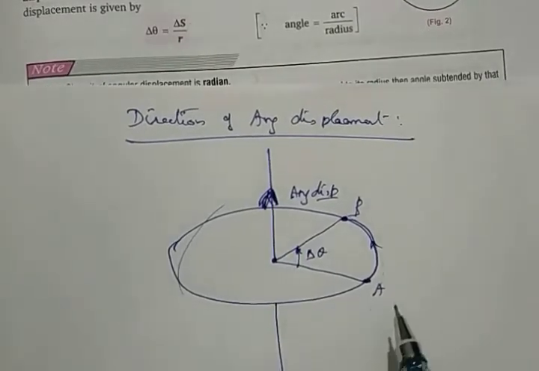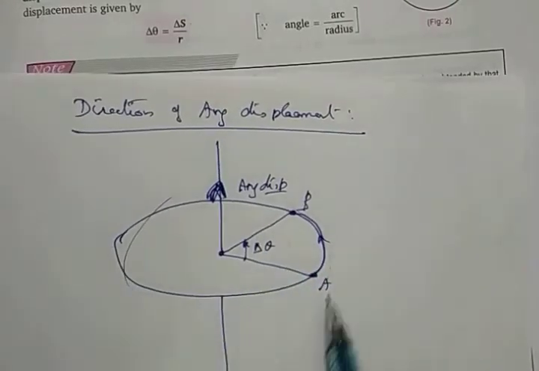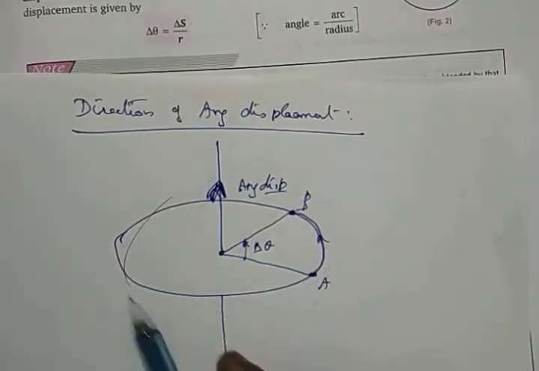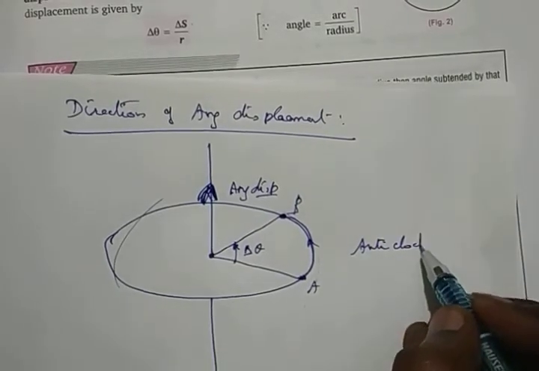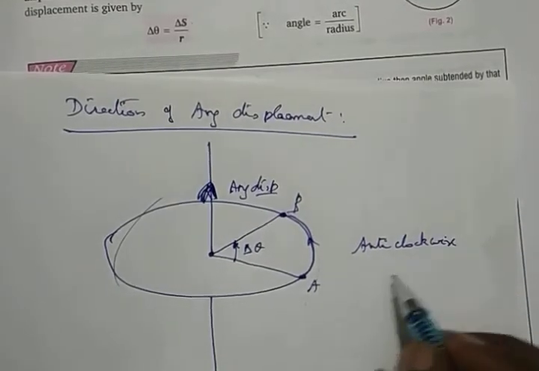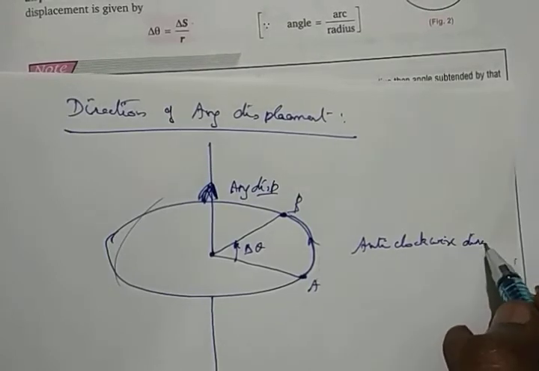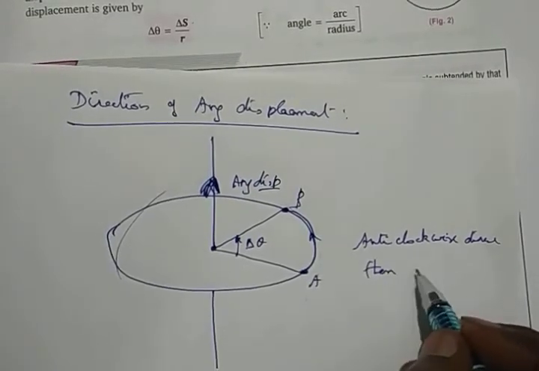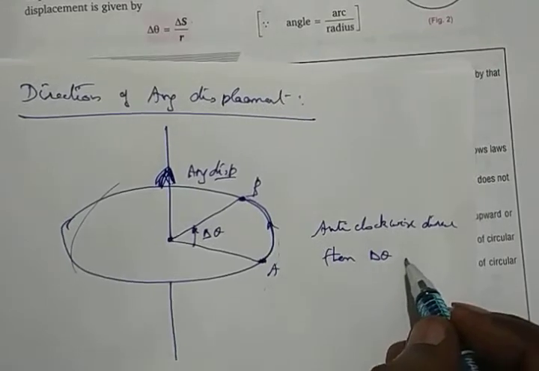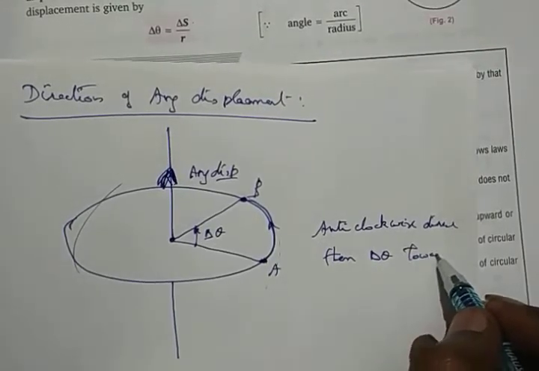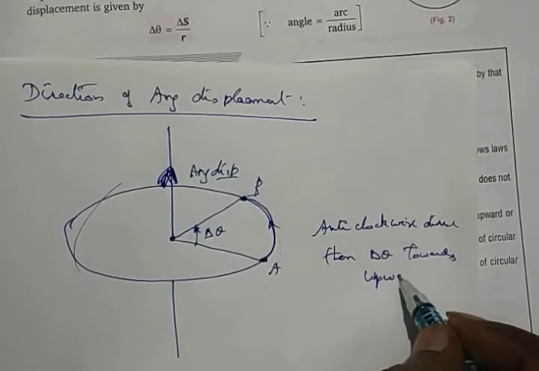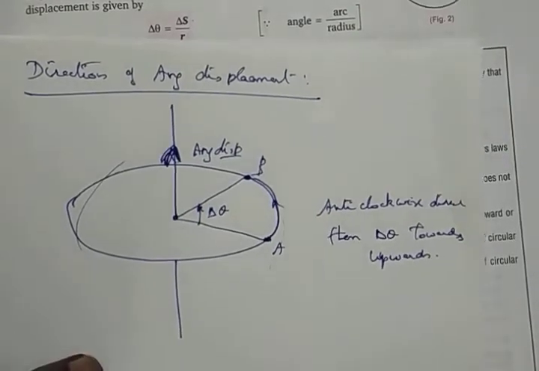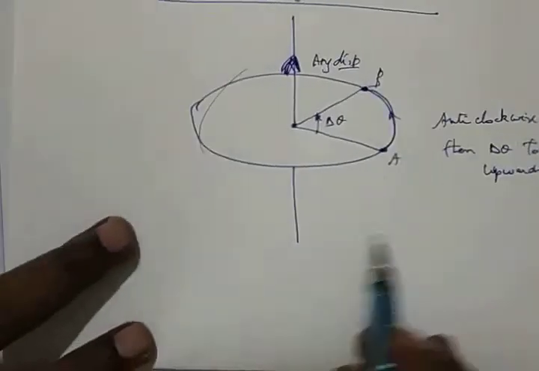So you can write down what this motion is called. Which motion is it? Clockwise and anti-clockwise. This is an anti-clockwise direction. Then delta theta is towards upwards. Right.